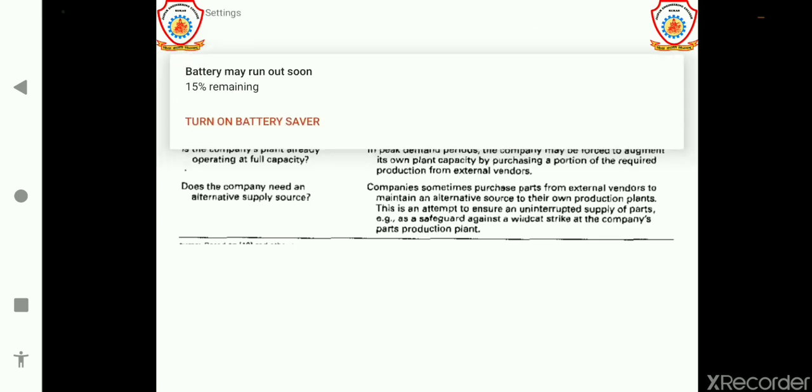So these are some questions. On the basis of these questions, we can decide whether we will buy some parts or make them in-house in the factory.